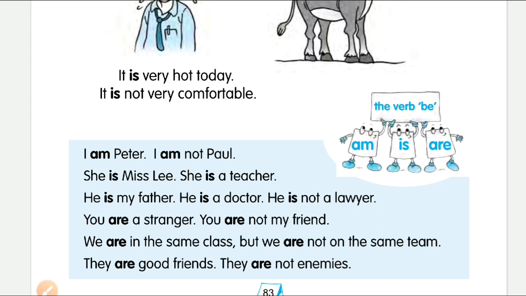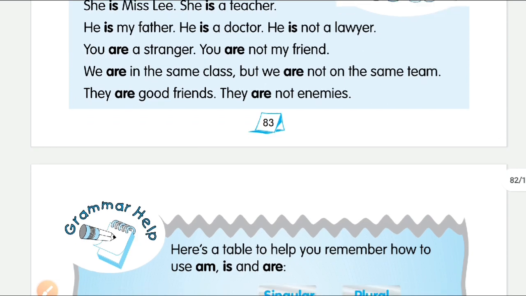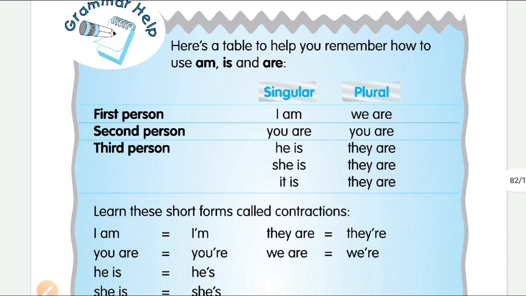And as far as are is concerned, you can see: you are a stranger. You are not my friend. We are in the same class. Are is used after you, we, and they, as they are good friends. So this is the use of is, am, are in singular and plural. In first person, it is I am, and in plural, we are. In second person, you are, and in plural also, you are. In third person, he is, she is, it is. And in plural, it is simply they are.